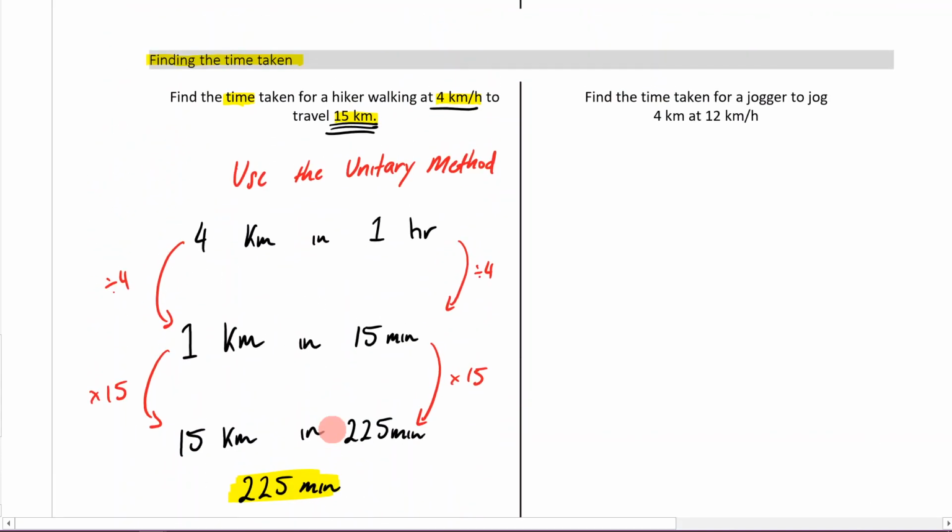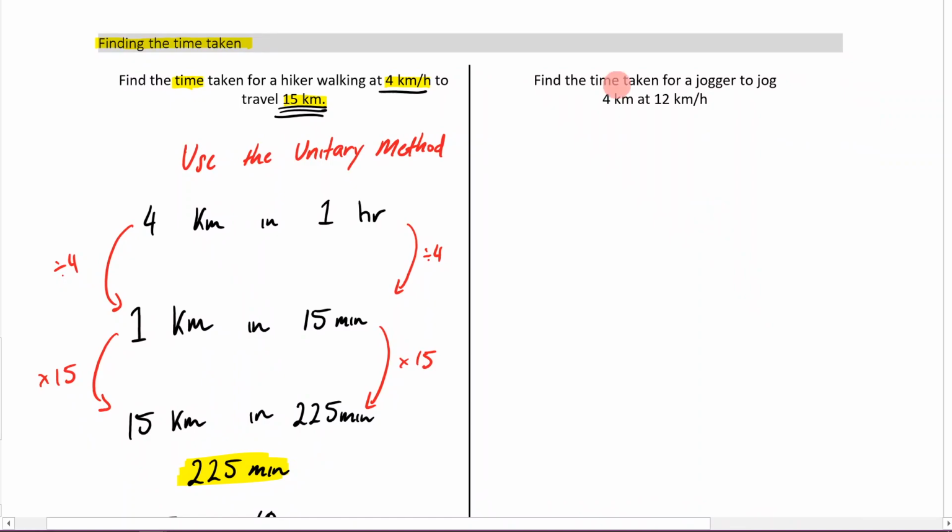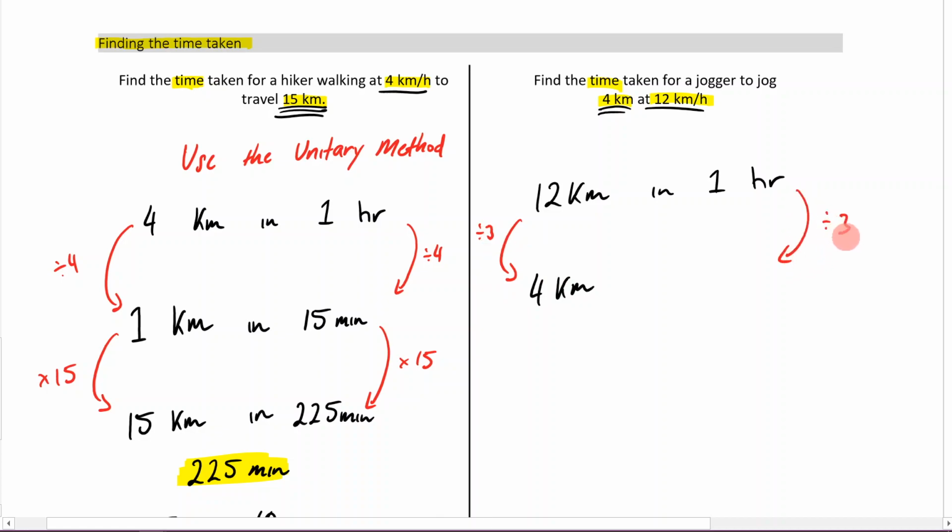Okay, let's now answer our very last question here. It says, find the time taken for a jogger to jog 4 kilometers at 12 kilometers an hour. So the first thing that we're going to do is write down our speed as a sentence. So it's 12 kilometers in 1 hour. And now I need to find what it's going to be for 4 kilometers. Now, we don't have to use the unitary method here, do we? Because to go from 12 to 4 is quite easy. You just divide by 3. So I'll divide this side by 3 as well.